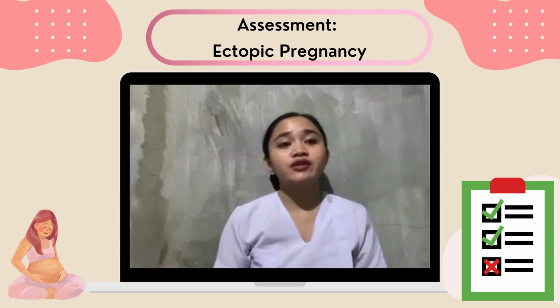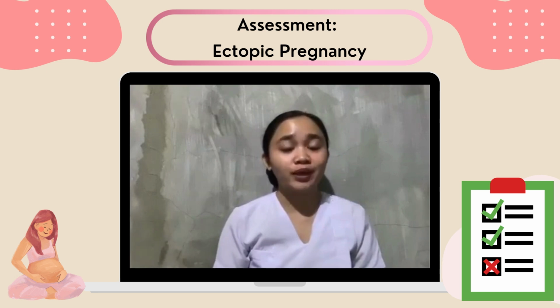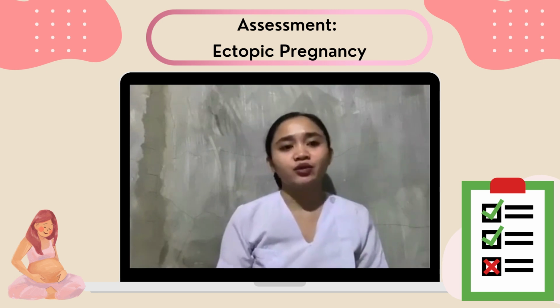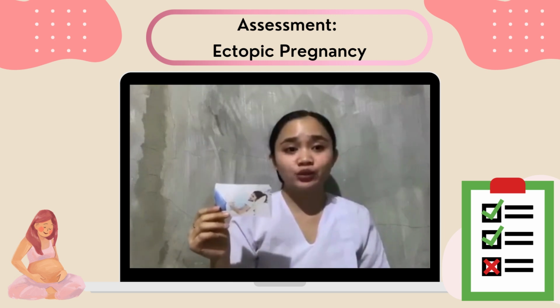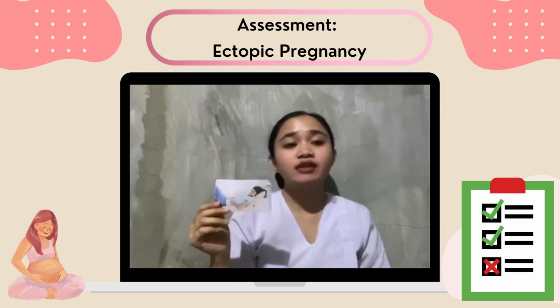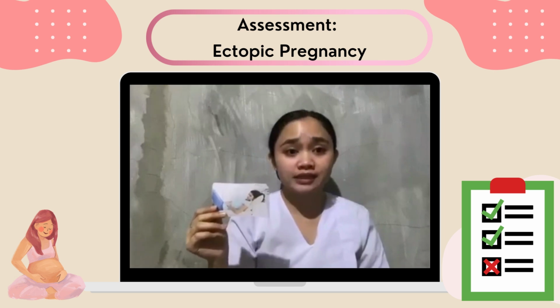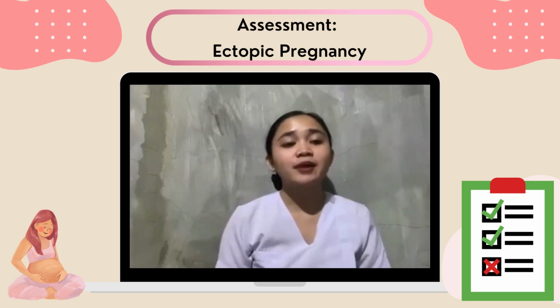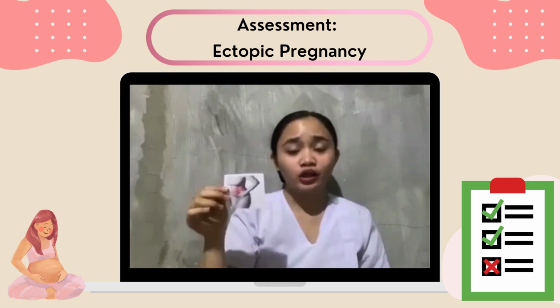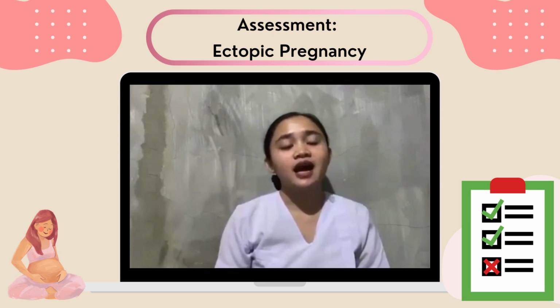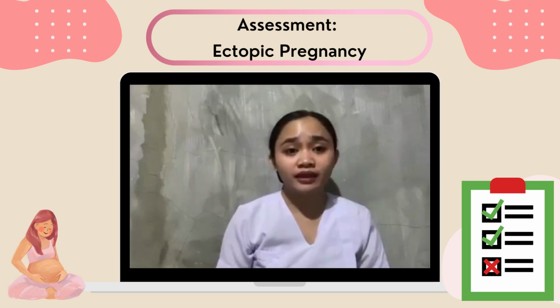So we have here the 11 assessments for ectopic pregnancy. First, amenorrhea, also known as absence of menstrual period. This is included as a first symptom for ectopic pregnancy. And then next, a sharp knife-stabbing pain in the lower abdominal quadrant. So it is a sharp pain only. And then next, scant vaginal spotting.